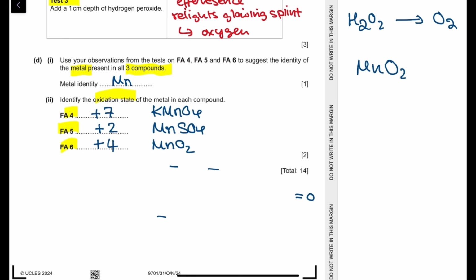Now, if I were to do the same with the second compound, MnSO4, actually I already know that SO4 as a whole has a 2- charge, so our Mn must have a 2+ charge so that they can equal 0. And for our MnO2, we know oxygen has an oxidation state of -2. There's 2 of them, so overall -4. So our manganese must be +4, so they add up to equal 0.